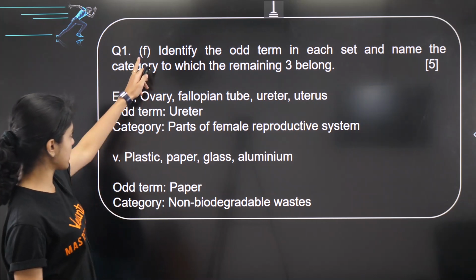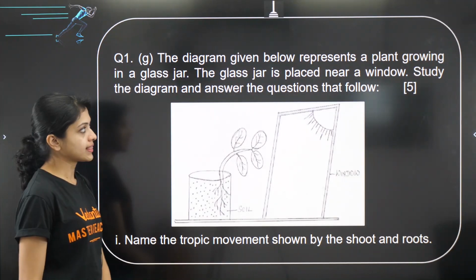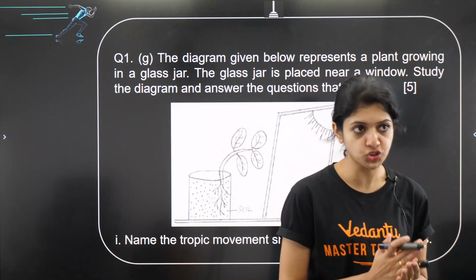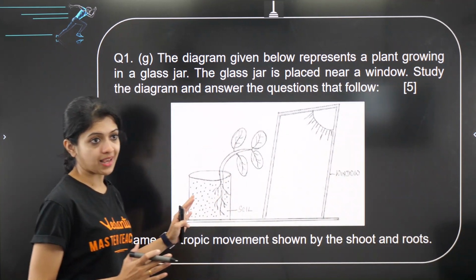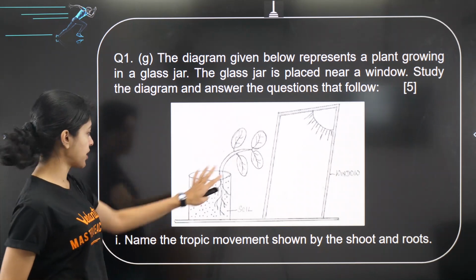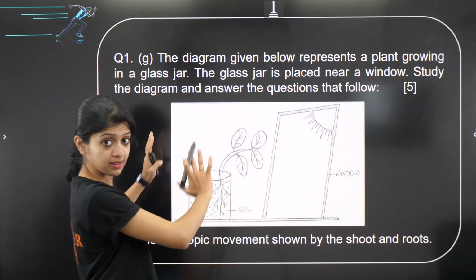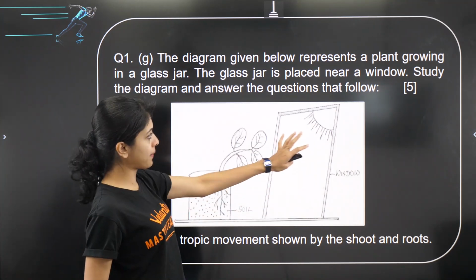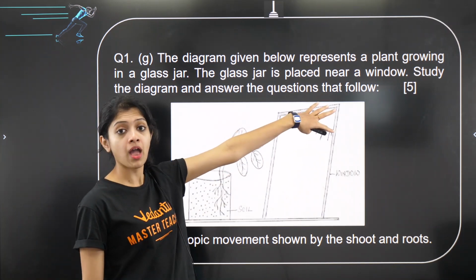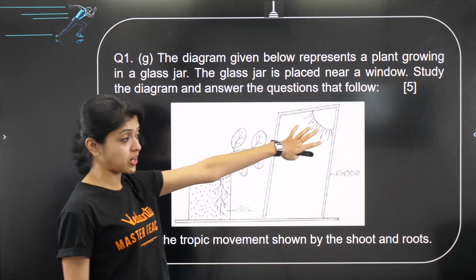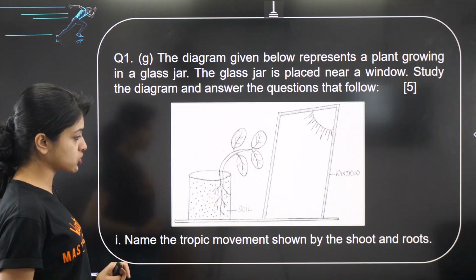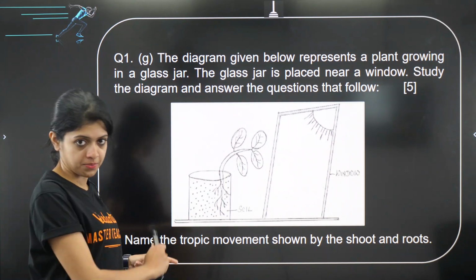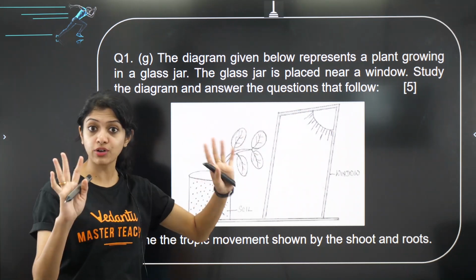Okay. Now let's go ahead to the next sub-question. The diagram given below represents a plant growing in a glass jar. Okay, the glass jar is placed near a window. This is a glass jar within which a plant is placed. You're placing the entire set up near a window. It's not a mirror, okay, although it looks like one, it's a window. It's daytime. That's why you can see the good-looking sun, bright and shining outside there. Study the diagram, answer the questions that follow. Okay, so you have 5 questions based on this diagram or something related to this diagram. If you answer all those 5, you get 5 solid marks again.